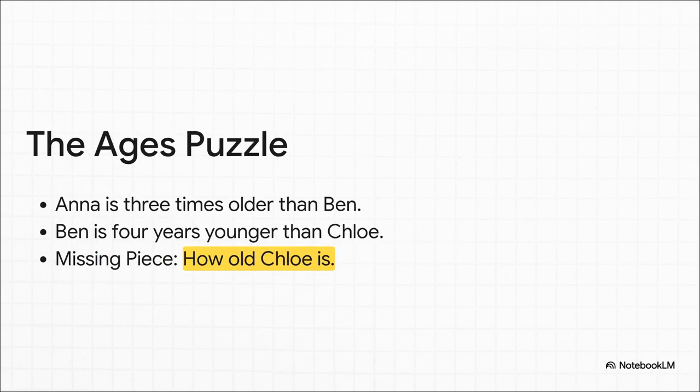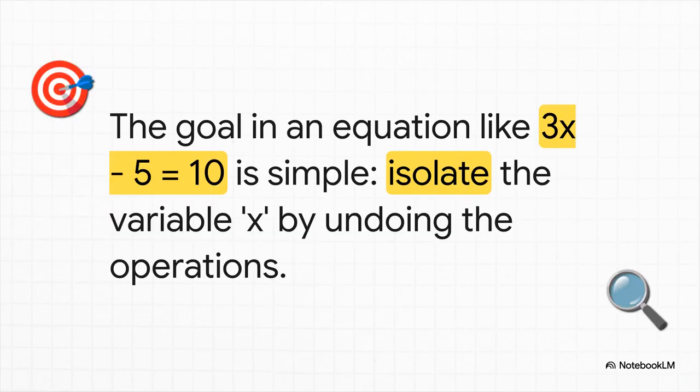Or how about this one? An age puzzle. You can see how everyone's age is linked to someone else's. Anna's age depends on Ben's, and Ben's age depends on Chloe's. It's like a chain reaction. You can't solve a thing until you have one solid number to start with. In this case, Chloe's age is the key that unlocks the whole puzzle.